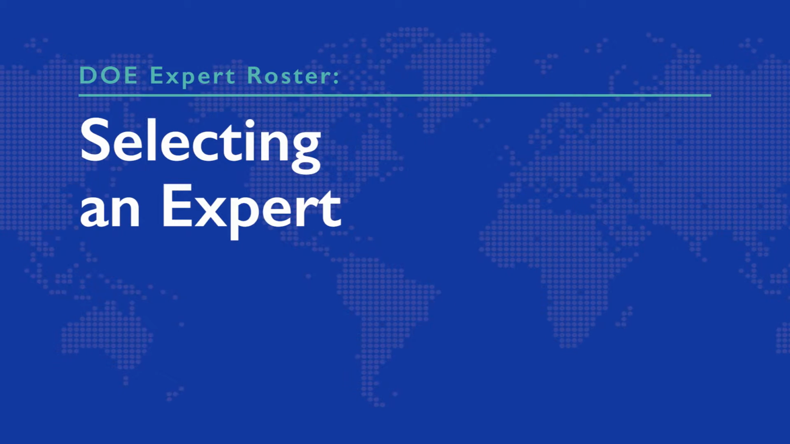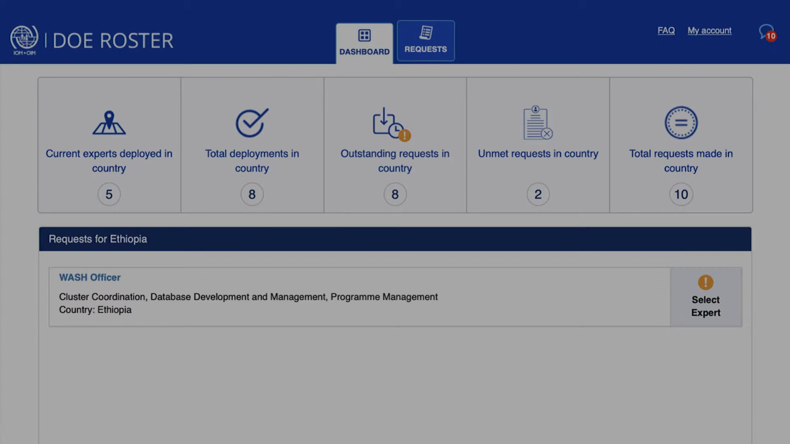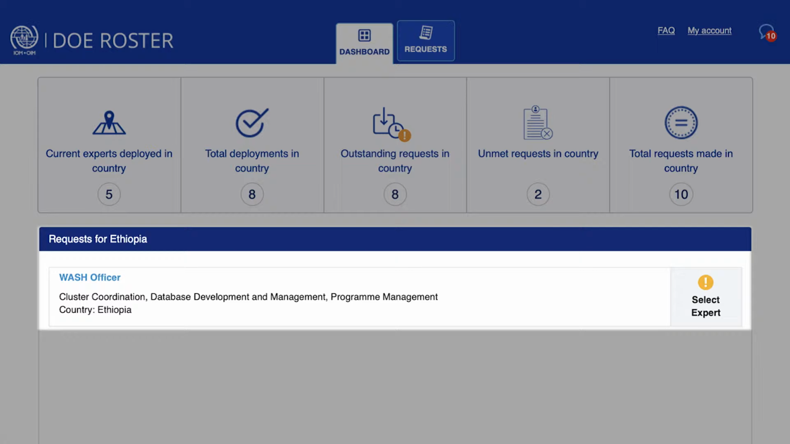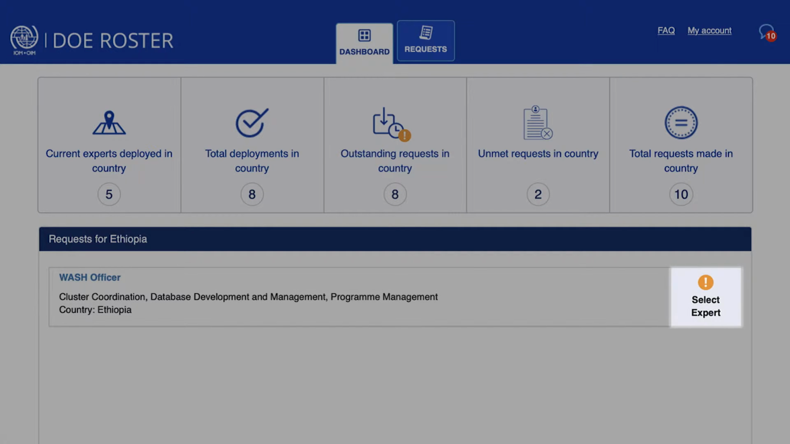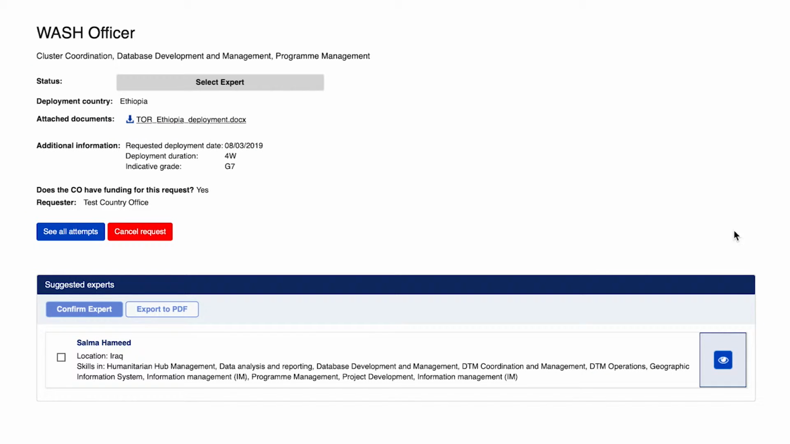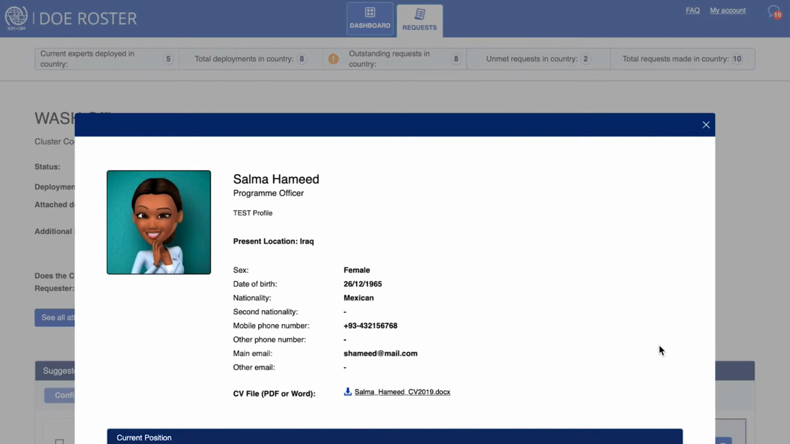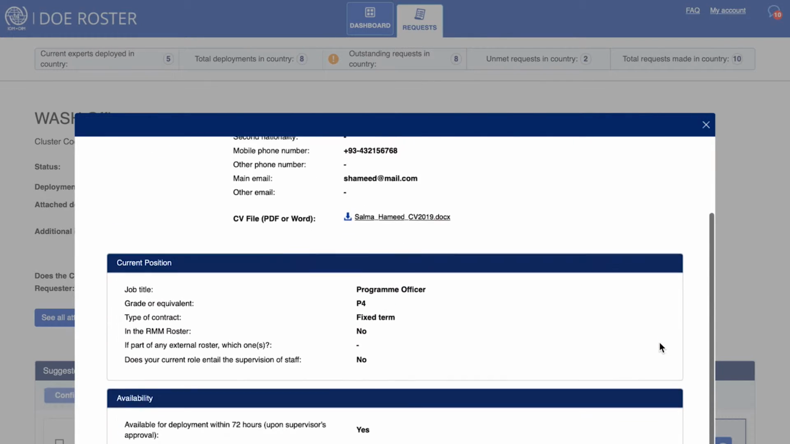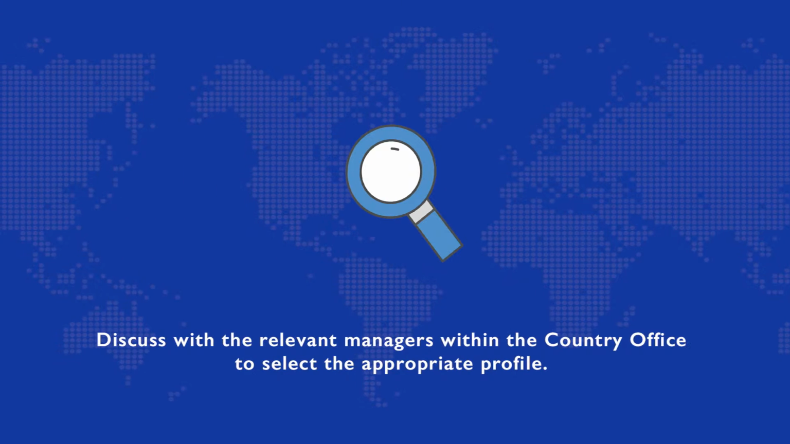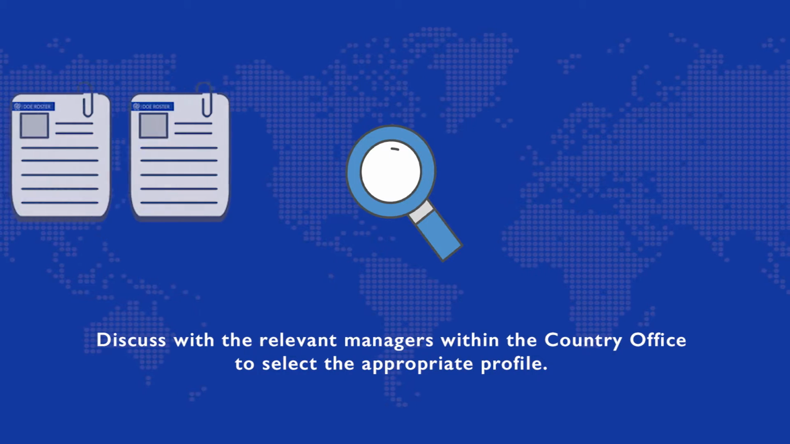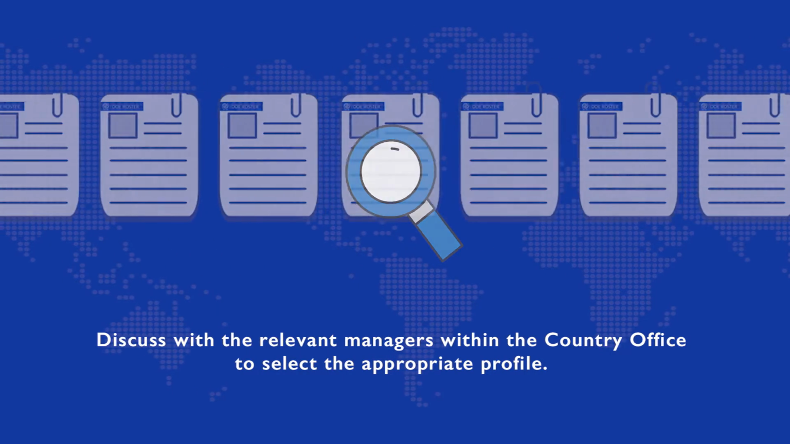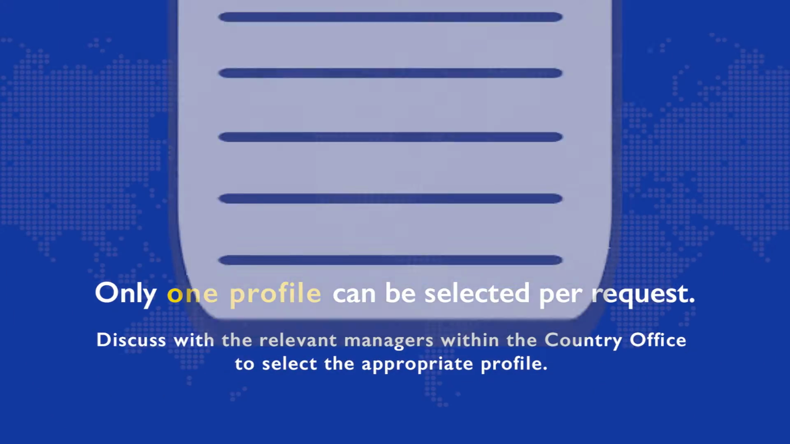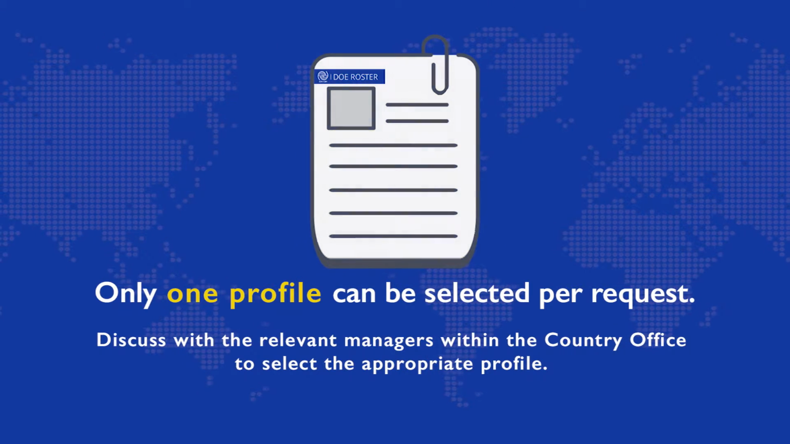Selecting an expert. Once a request has been sent and the experts confirm availability, the country focal point can then review and select an expert from the available profiles. Focal points can view each profile in more detail by clicking the View icon. Discuss with the relevant managers within the country office to select the appropriate profile. Note that only one profile can be selected per request.